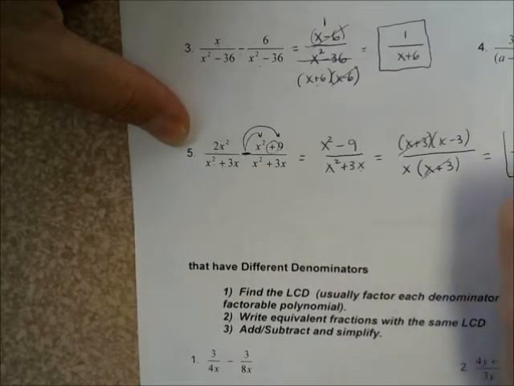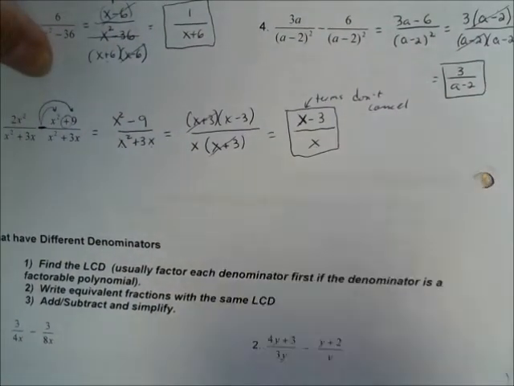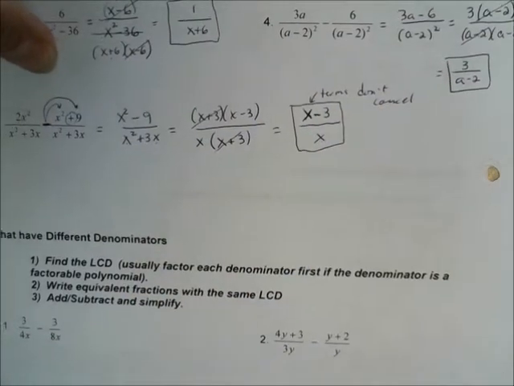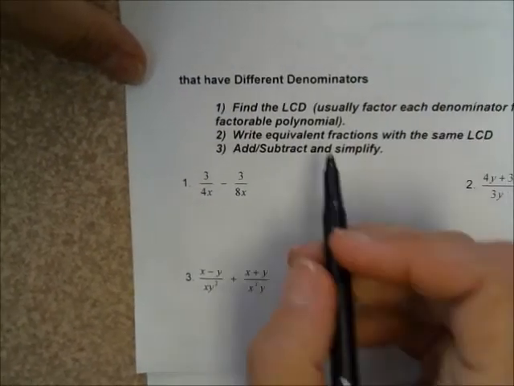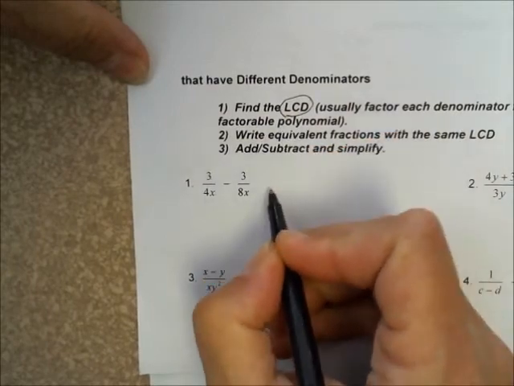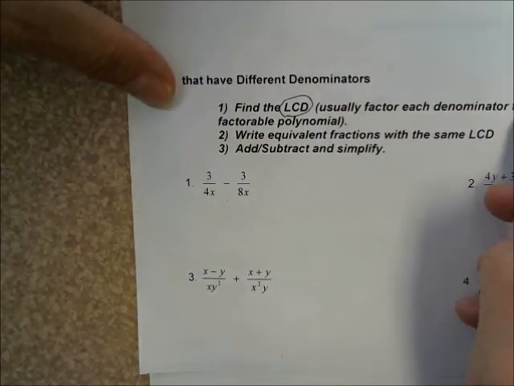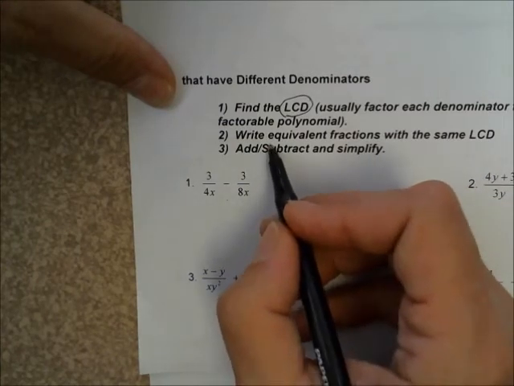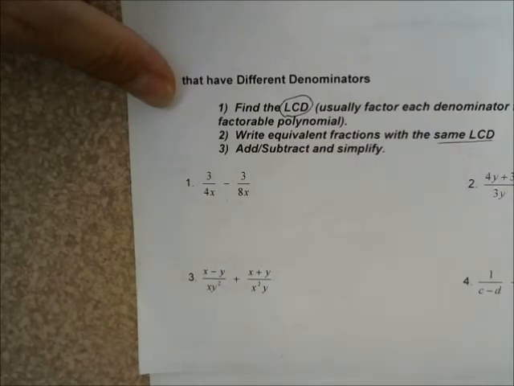So we are left with that answer. Whoops. Terms don't cancel. So that's nice when we have the same denominator, but oftentimes we have fractions that have different denominators. So we're going to try to find a least common denominator, and usually we have to factor each denominator first, if it's factorable at all. And then we're going to change this to be equivalent fractions with the same LCD. And then we're going to add and subtract like we did above.